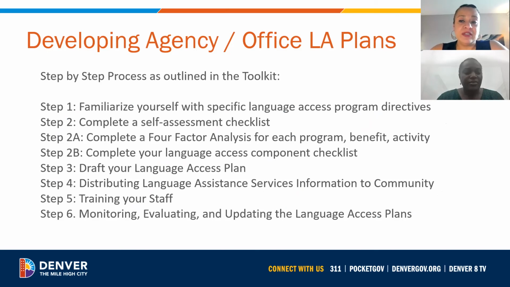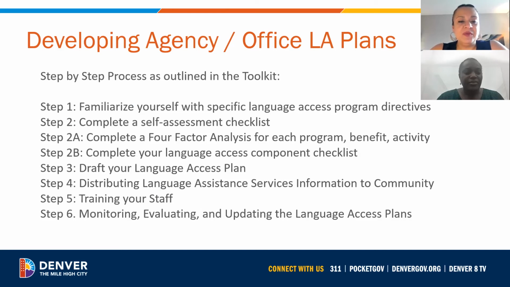So you'll familiarize yourself with the program directives and, as we've talked about, the regulations, completing your self-assessment checklist, completing your four-factor analysis. And I don't think I've stressed this enough, but you will have to do a language plan for each program, each benefit, each activity that you receive federal funds for. Even if the grant potentially services four different programs, you will need a language access plan for all four programs.